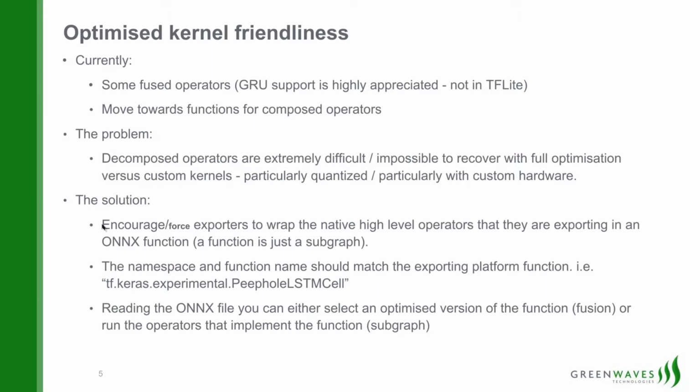Then you have the choice of both worlds. You either have a function with operators inside it. You can choose to execute those operators which are inside, so you have a general solution, or you can map from that particular named function onto some kind of optimized kernel that you've got on your particular backend. So that's the second suggestion I have. Both of those things would be highly valuable to us.